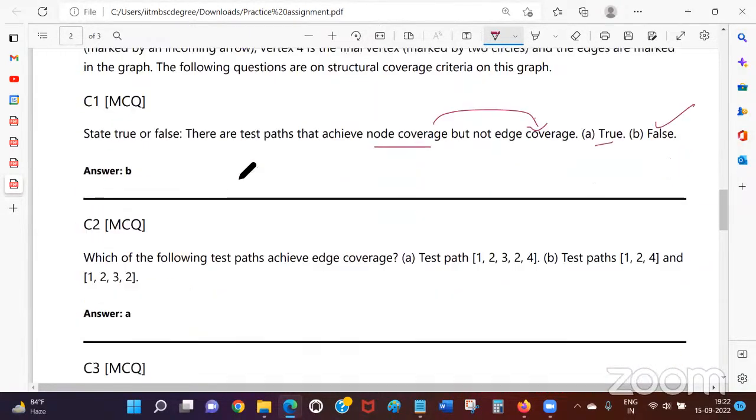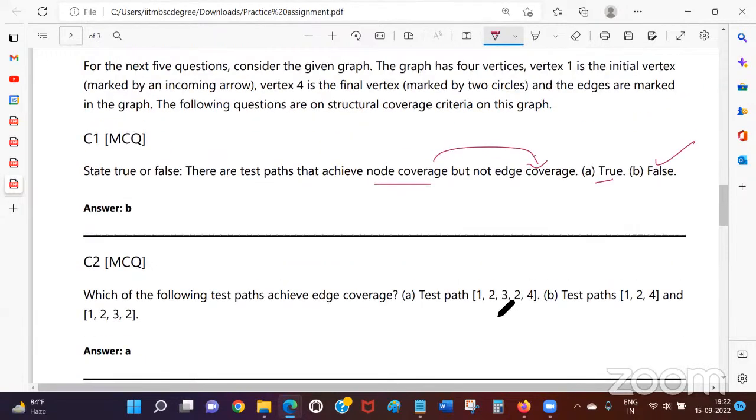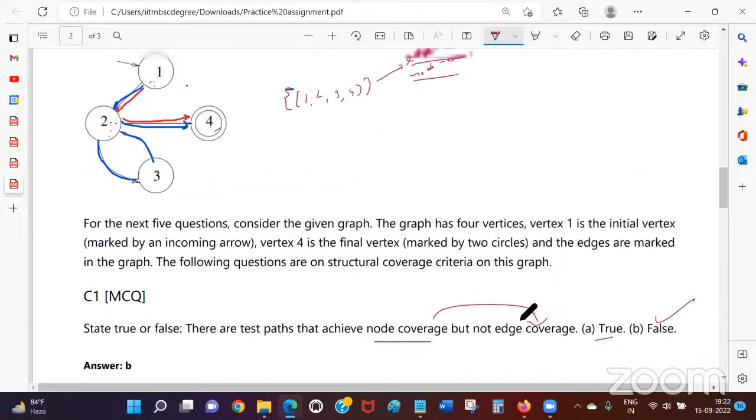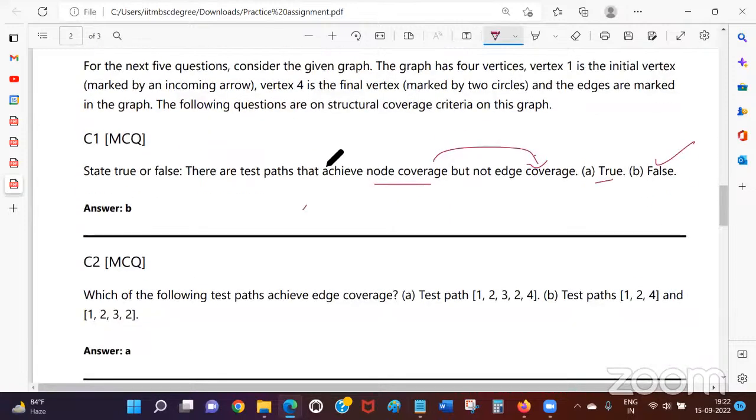Simple way. Yeah. Which of the following test paths achieve edge coverage? Let us check. It's a simple 1, 2, 3, 2, 4. We have already seen these two edge coverages. So the first one is absolutely correct.